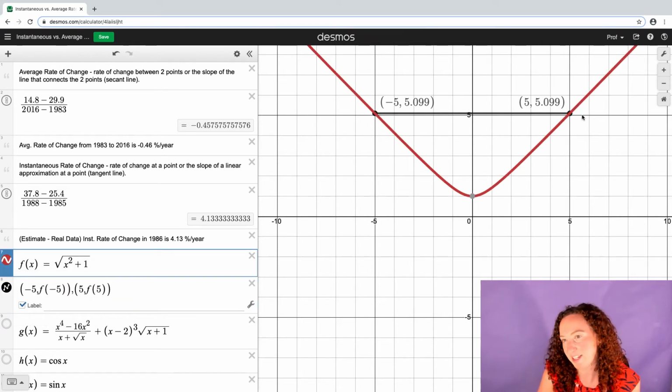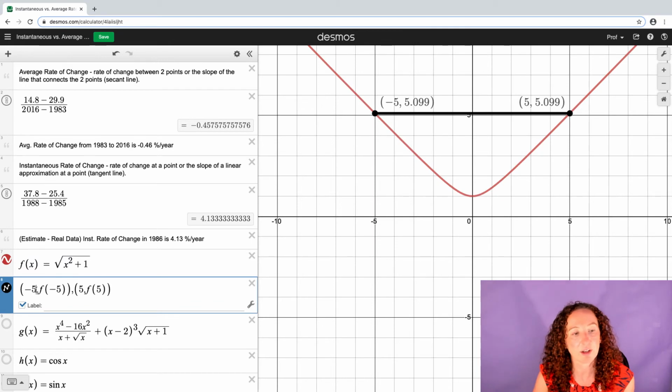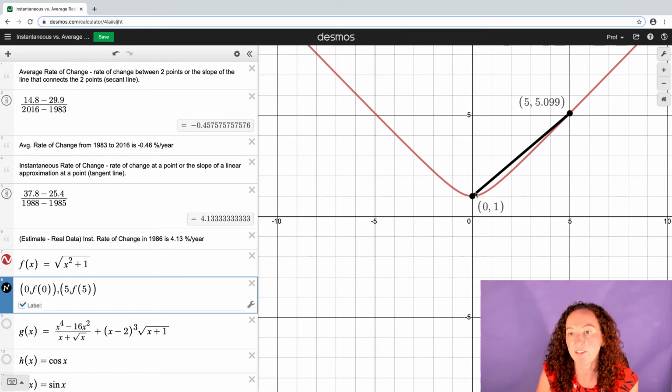And the slope of this secant line, you can visually see, is 0 because the change in y is 0. If I had units in x and y, then the units would be the units of y over the units of x. So my average rate of change between x equals -5 and x equals 5 is 0. If I wanted to change that, and I wanted to look at what happens between x equals 0 and x equals 5, I could find that secant line that connects those 2 points, and I could find the slope of this line.